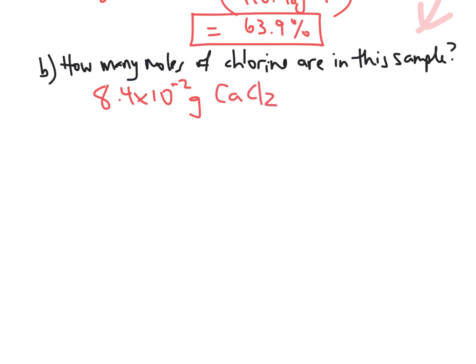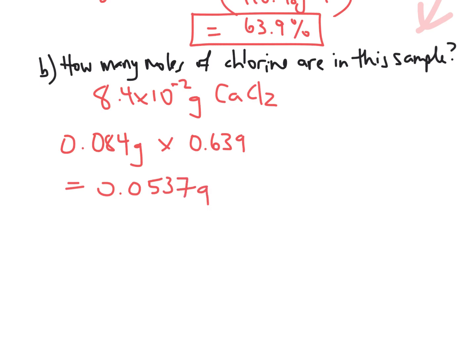Well, if we know that any given sample of calcium chloride is 63.9% chlorine, we can just take that mass and multiply it by 63.9 as a percentage, right? So that's going to work out to 0.084 grams times 0.639, and that will give us just the mass of chlorine, right? If you pump that into your calculator, you'll get 0.0537-ish grams of chlorine.